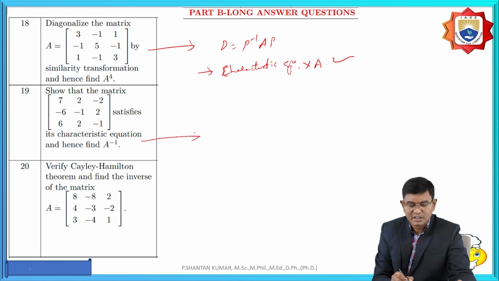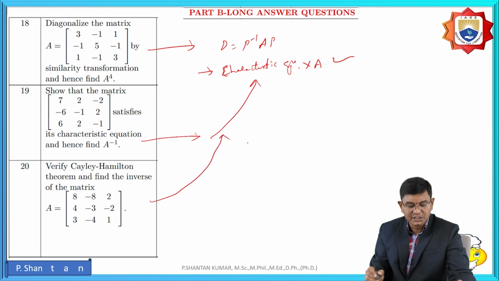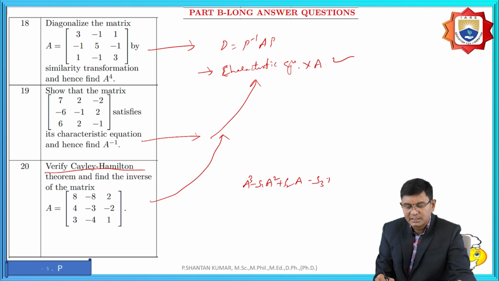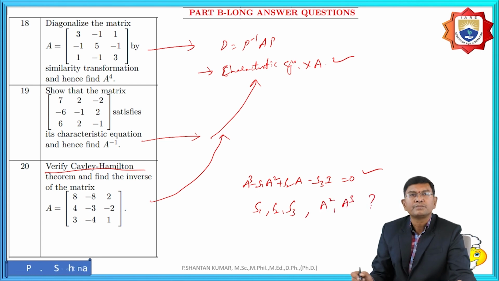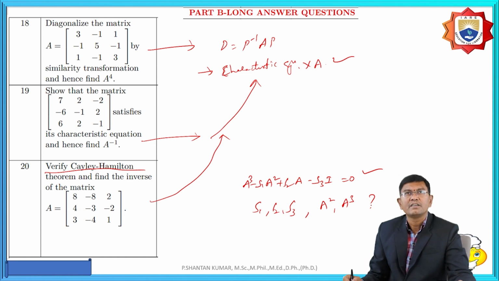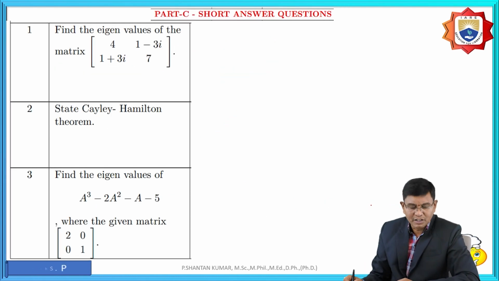And here also the same condition as above, the same conditions. Here verify that, that means A cube minus s1 A square plus s2 A minus s3 I is equal to 0. Find out s1, s2, and s3, A square, and A cube. And finally, that is the short type questions.